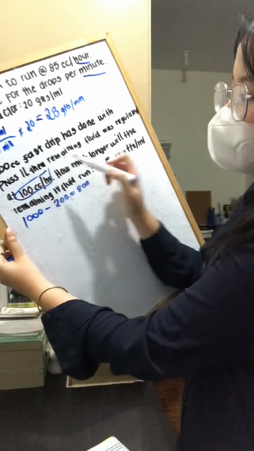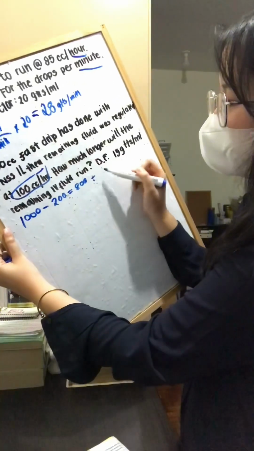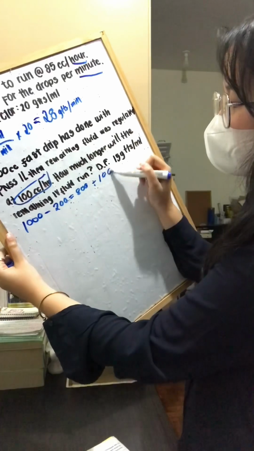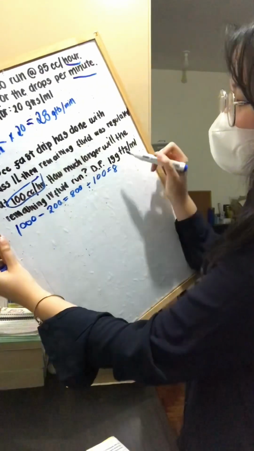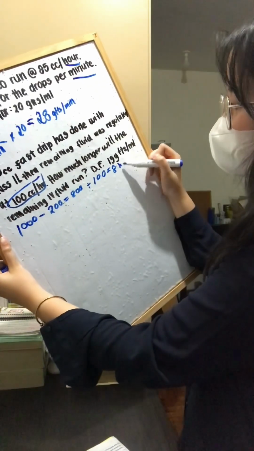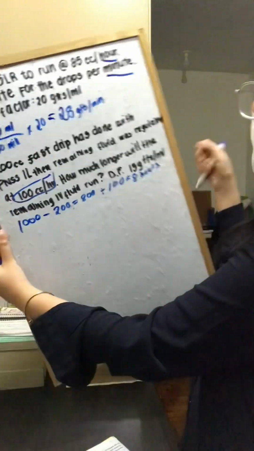So, ang regulation daw is 100 mL per hour. So, ang gagawin natin dyan is 800 mL divided mo sa 100 mL per hour. Ang matitira is 8 hours.